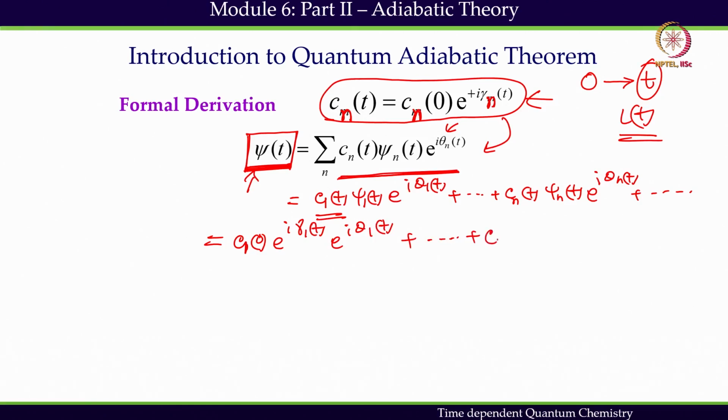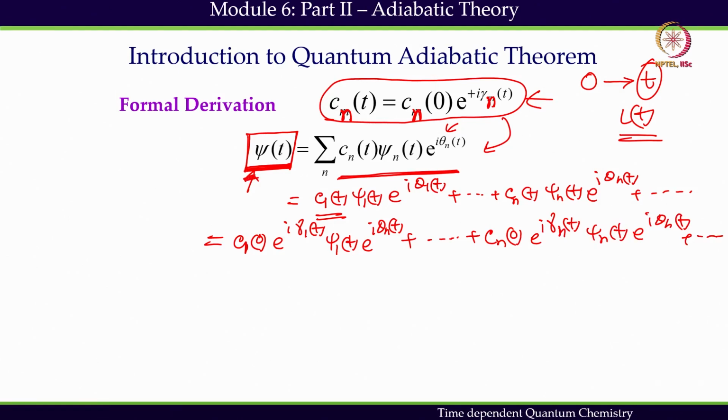Then I'm explicitly writing the Cn term also: Cn 0, e to the power I gamma n t, and then psi n t e to the power I theta n t, plus all these terms, all the terms will be added to represent the non-stationary state wave function.